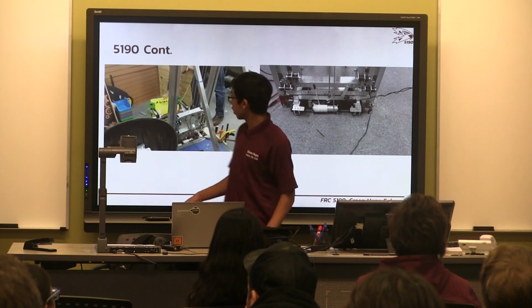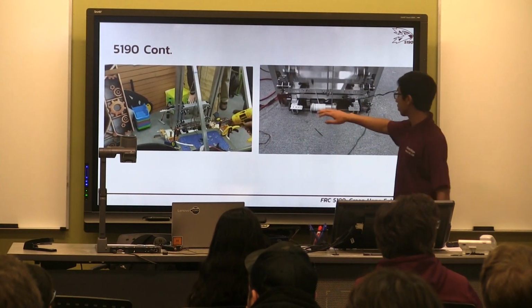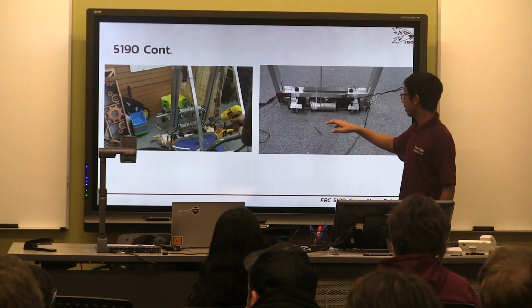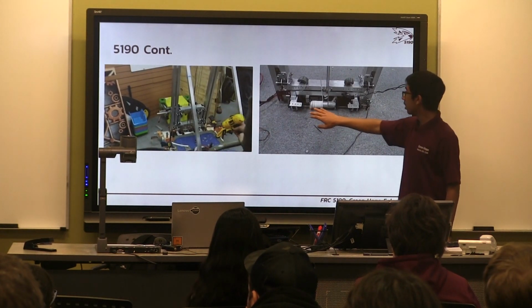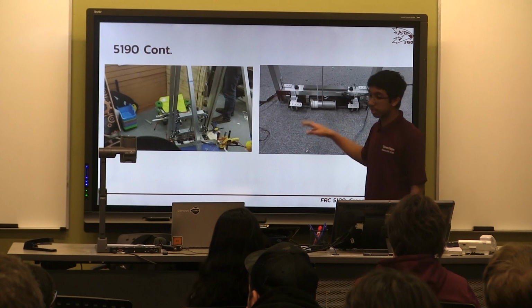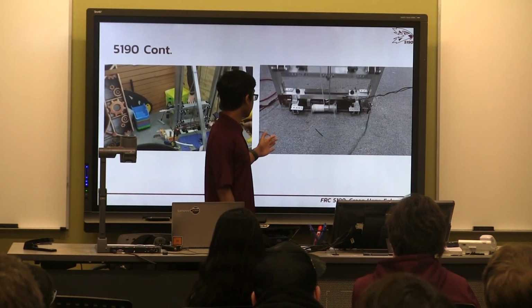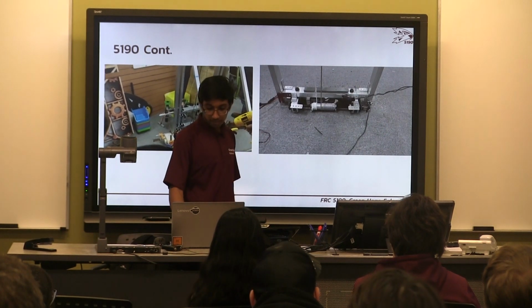And you can see an early prototype of our winch for 2018. Keep in mind right now that the winch assembly doesn't look as nice, and the chain is outside the tube, so that you can easily switch out your mechanism. You can easily switch out your chain just in case something goes wrong.